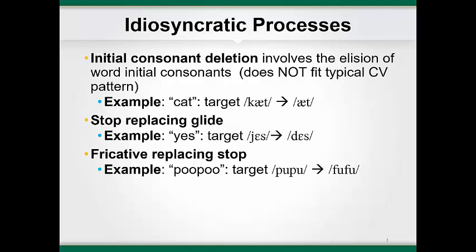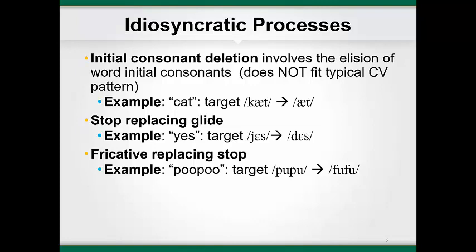In the idiosyncratic phonological process of fricative replacing a stop, a fricative consonant is substituted for a target stop consonant. For example, a child who applied the phonological process of fricative replacing stop to the p in the target word papa might pronounce papa as fa-fa.